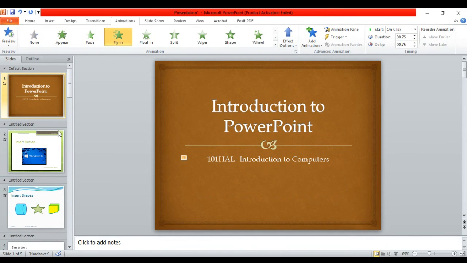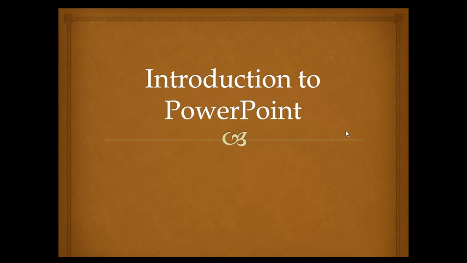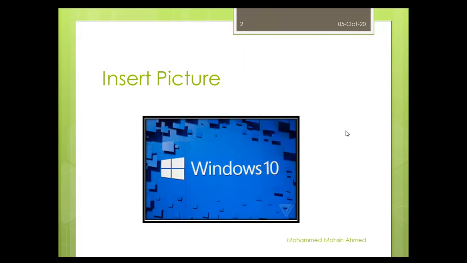Okay, so the first one is your animation for this. Okay, now I just want to show you F5. If I press F5, you can see this has come. Now press any key, you will see this one coming like this. This is animation. Okay, animation to the text.